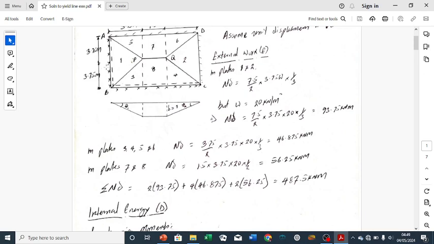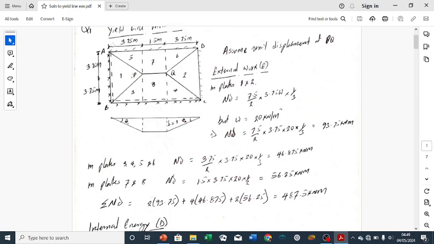So let's go ahead. For a triangle, what is the area of a triangle? Half base times height. So what is the base here in this triangle? The base is 7.5. So half of 7.5 multiplied by the height of this triangle, which is 3.75, multiplied by the UDL, which is W.